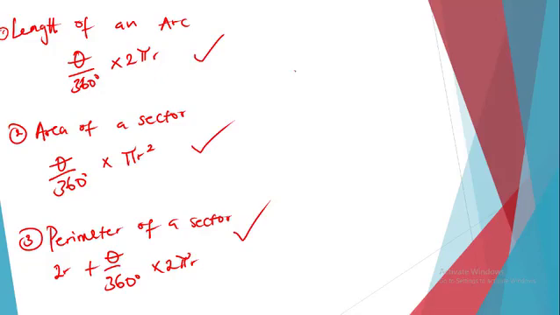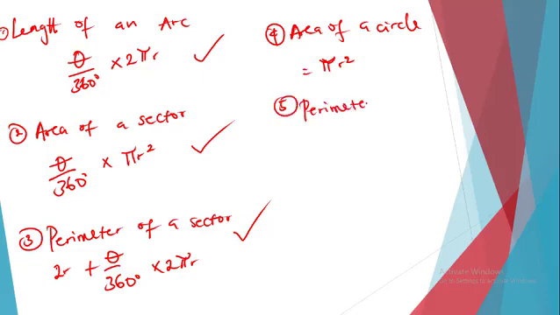Okay, then we have number 4, the area of a circle. Area of a circle is given as what? Anybody? Yeah, pi r squared. That's correct. Then we have the perimeter of a circle. The perimeter of a circle is equal to 2 pi r.